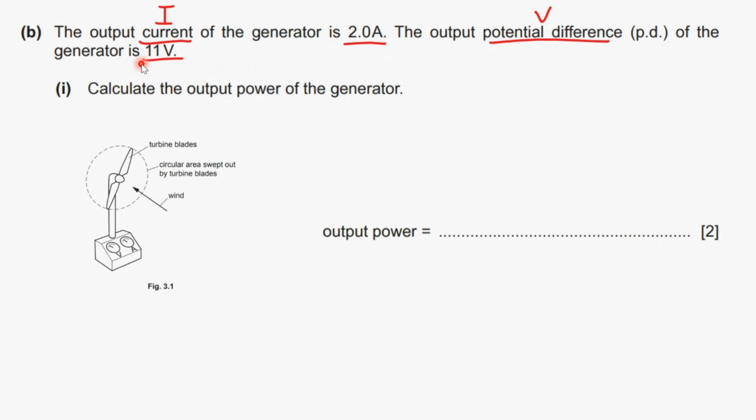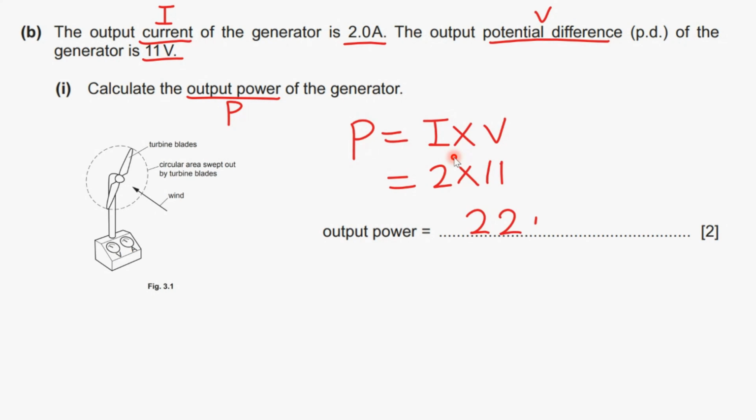Now the examiner is asking again to calculate the output power, not the input one. So the output power equals I times V, which is a new formula linking the electric current and voltage. So I times V equals 2 for the current, 11 for the voltage. It gives us 22 watts. As usual, there are 2 marks, 1 mark for the correct substitution using the formula I times V, and 1 mark for the 22 watt.